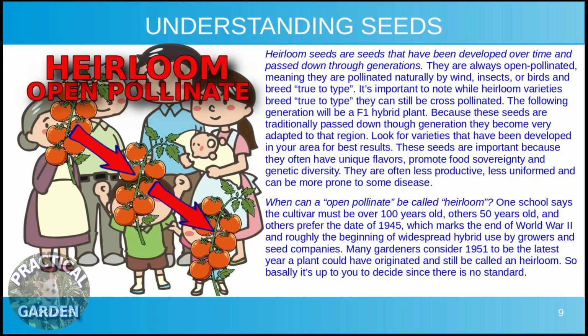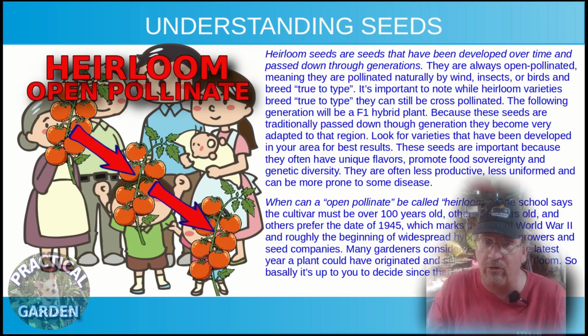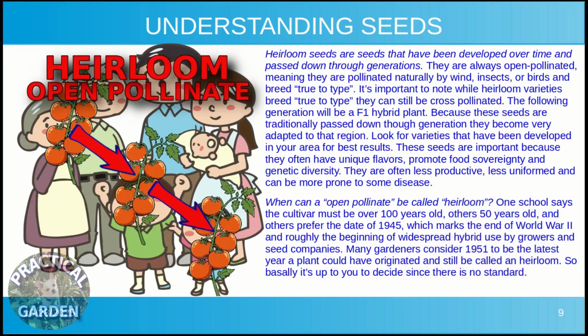So when can you call an open-pollinated plant an heirloom? Well, one school of thought says it has to be over 100 years old. Other people say 50 years old. Others say it must predate 1945, which marks the end of World War II and when we started using a lot more hybrid seeds. Some gardeners say 1951. Basically, what that means is there's no standard for what an actual heirloom is. Open pollinated and heirloom are the same, but they're not the same.